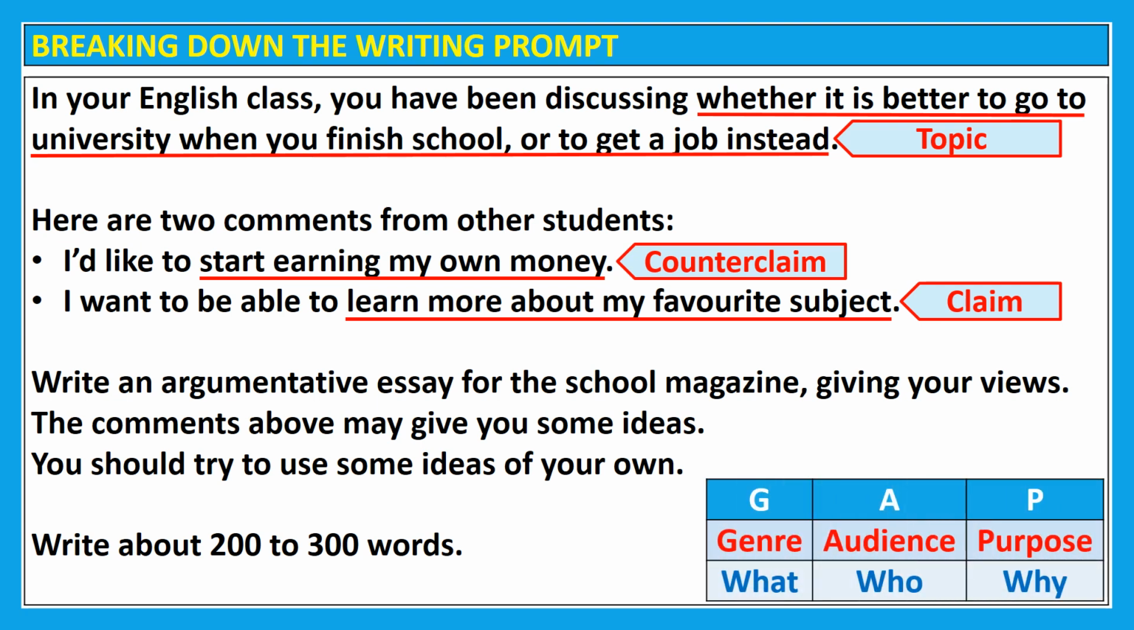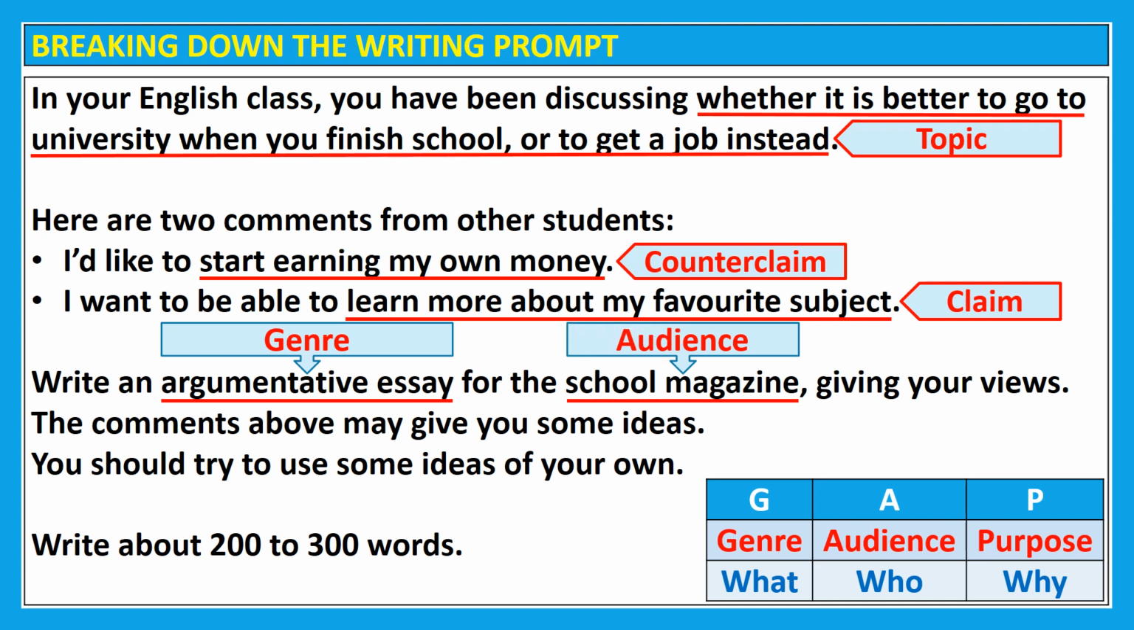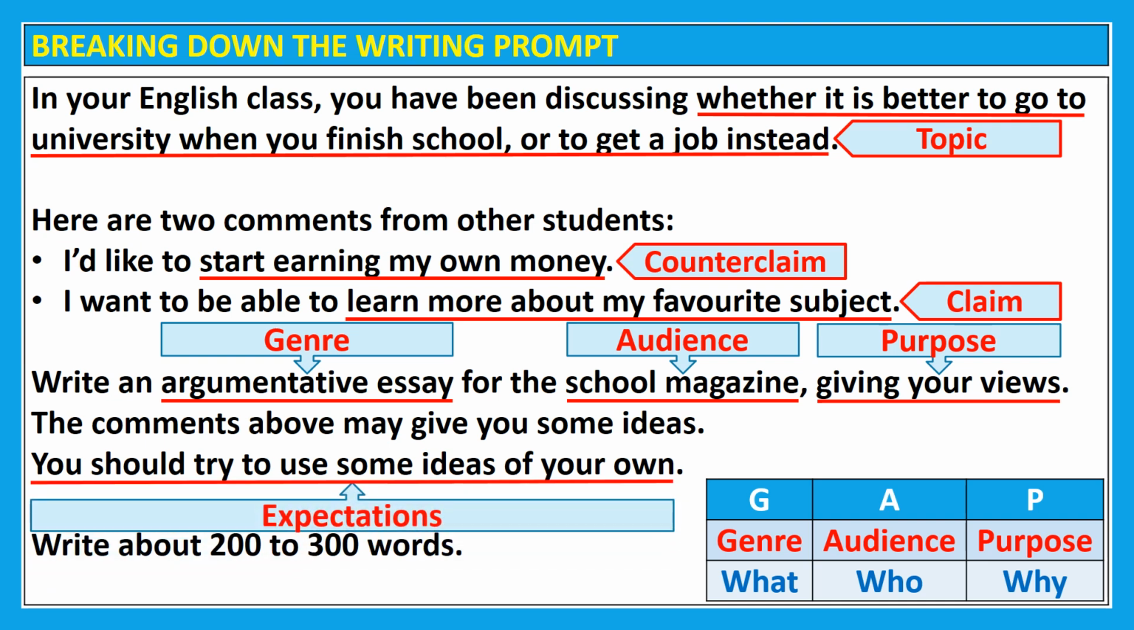First, the genre, or what you are writing: an argumentative essay. Second, the audience, or who you are writing for: students who read the school magazine. Third, the purpose, or why you are writing: to give your views. There are certain expectations. They remind you how to write your essay. In standard handwriting, you should write between 200 and 300 words, 1 to 1.5 sides of A4 size.